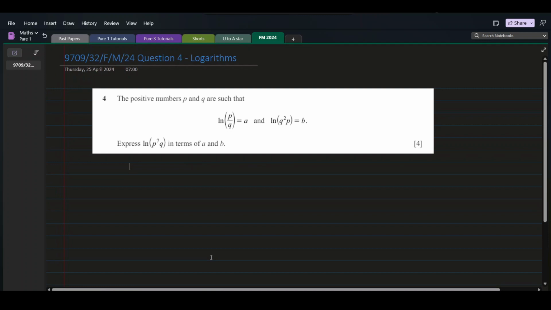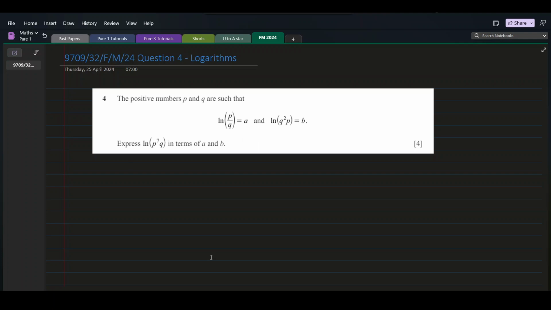Alright, so in this video, we're going to solve question number 4 from the question paper 32, February-March 2024. So that's the logarithms question. So let's dive straight into it.